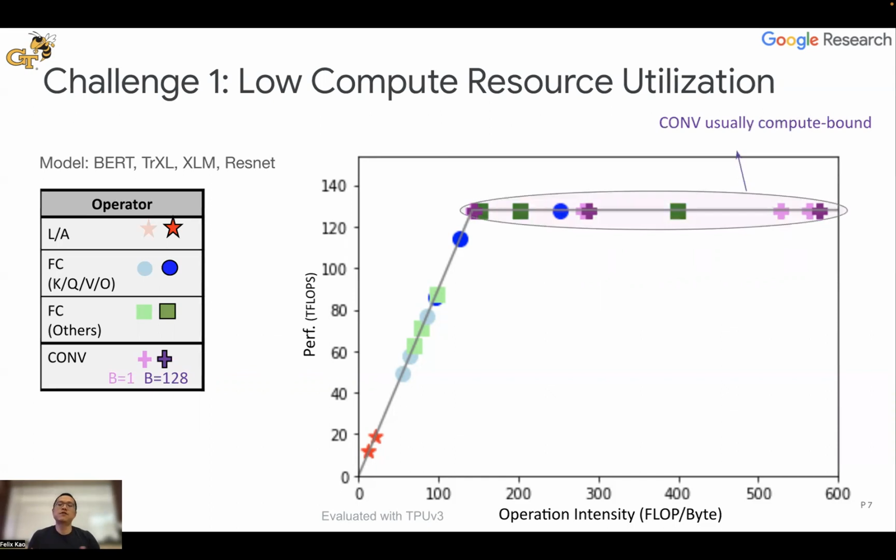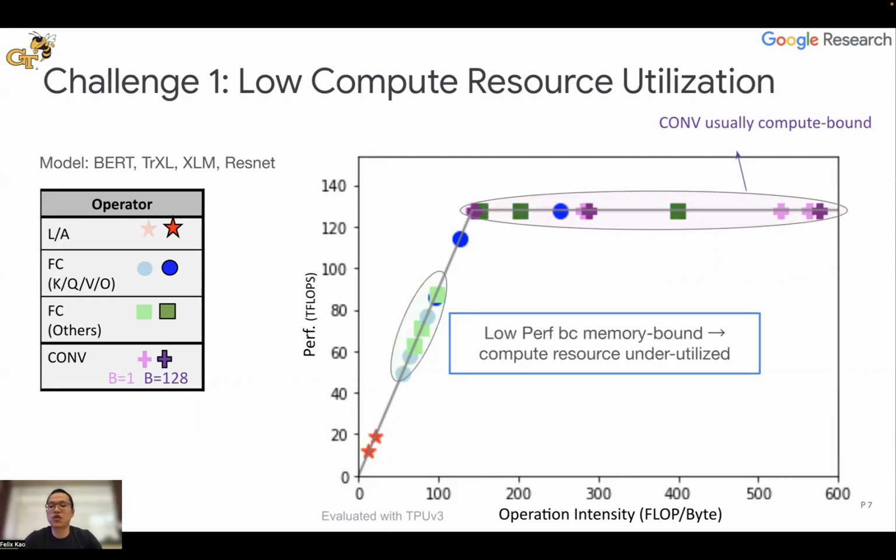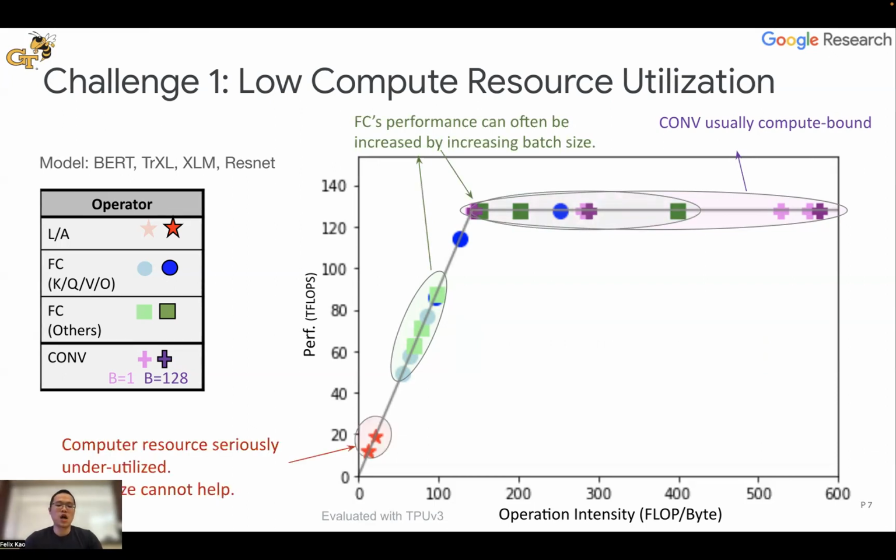You can see that many of the convolution operators sit in the compute-bound region, which is good. You have the full opportunity to reuse the compute resources. Some of the fully connected operators have low performance because of memory boundedness. However, there is an easy trick: if we increase the batch size, we can push them to the compute-bound region. However, for the logit and attend operators in the attention, even if we increase the batch size and pack more inputs, it still doesn't help performance at all. So what are we missing?